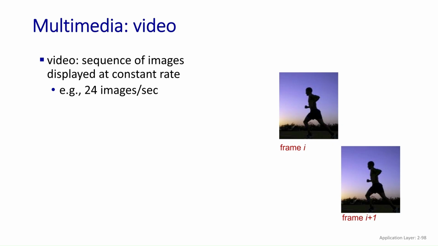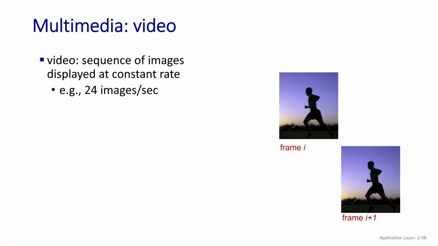streaming, first of all, we need to understand the basics of any video. A video is a sequence of frames, right, which are displayed at a constant rate. For example, if I have n number of frames and if I display 40 frames per second or 28 frames per second or 20 frames or images per second, it will create a video. So a video is essentially a sequence of images displayed at a constant rate. For example, 24 images per second. Right.